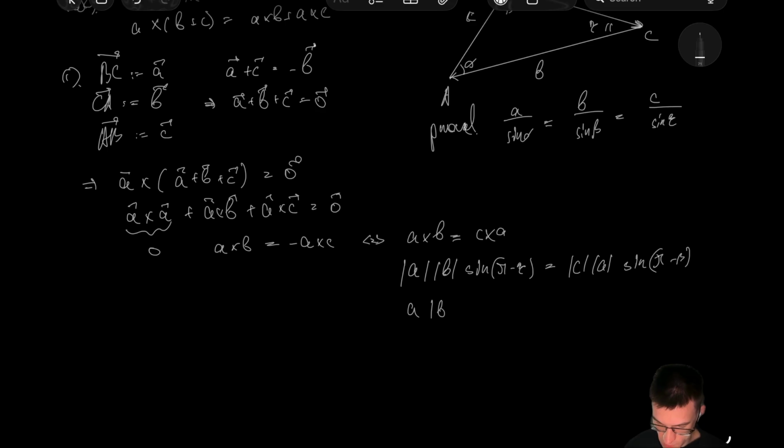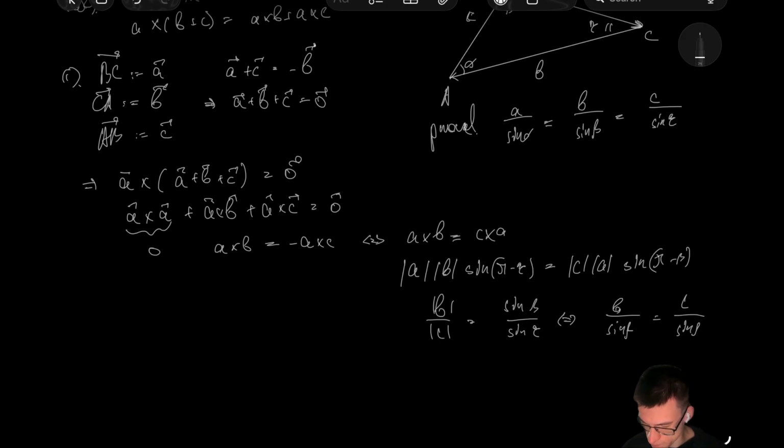And so what do we have? We have A, B, C, A. Okay, we can get rid of A on both sides, and we can simplify that. It's basically B over C, which equals sine beta over sine gamma, which is equivalent to B over sine beta equals C over sine gamma.